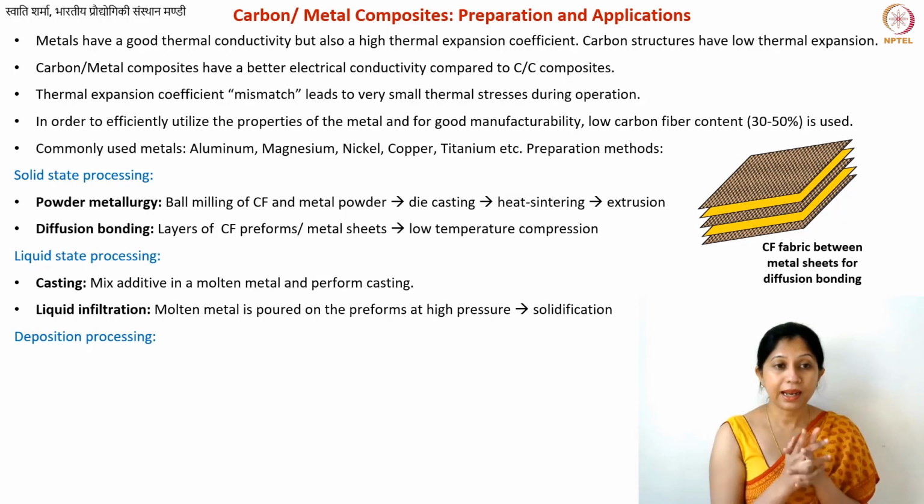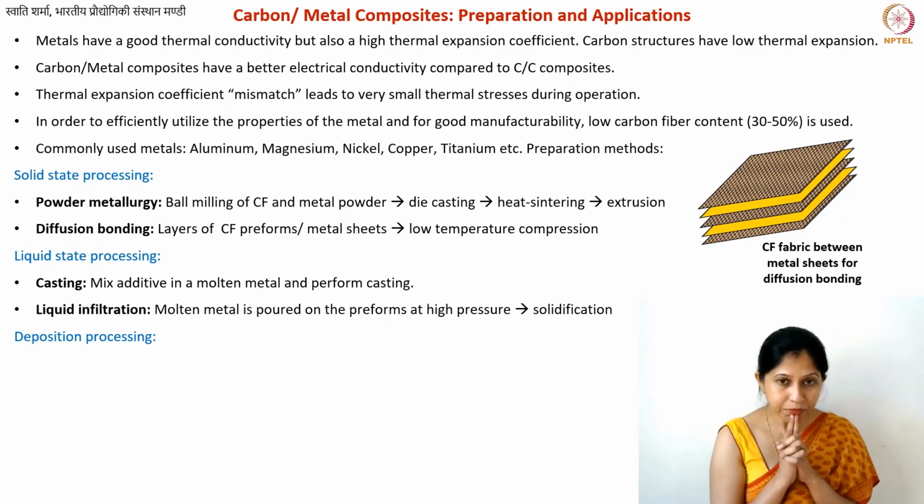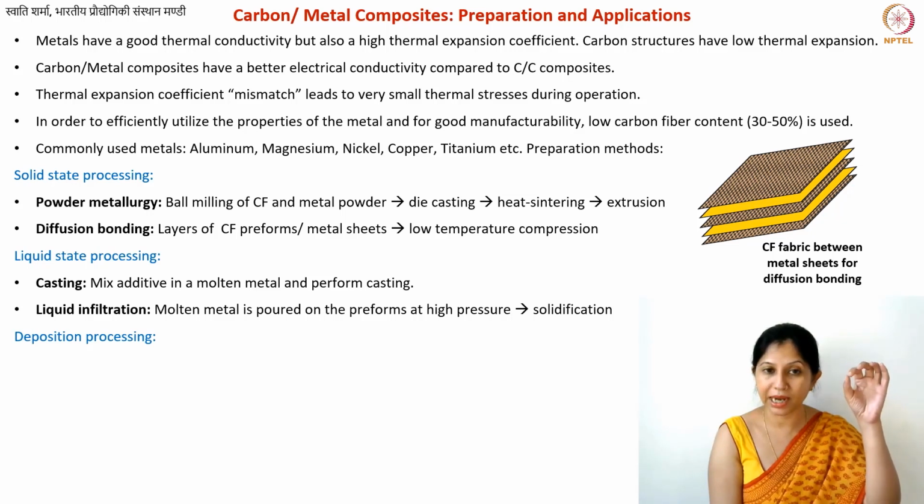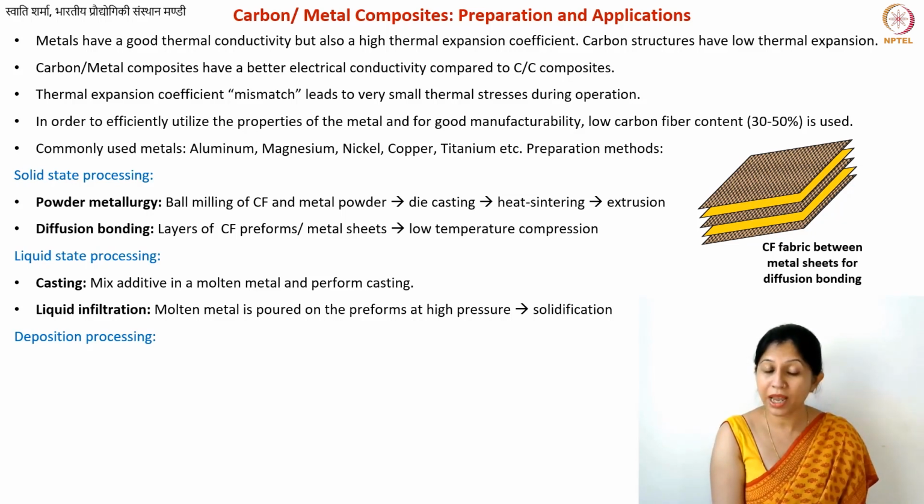What else? Liquid infiltration. This is rather similar to the diffusion bonding that we learned, but the only difference is that now your metal is liquid. You're not using the solid sheets or foils of the metal. So what you do is pour your molten metal on top of the preform and allow it to diffuse and solidify. Now this can be done at high pressures.